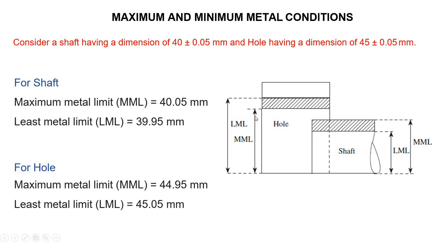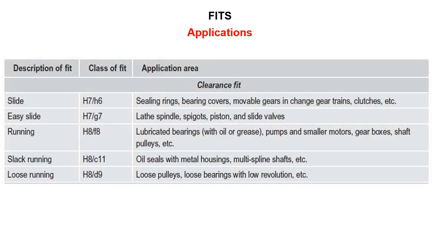You can see by these two lines, if the hole has a maximum, that is maximum material condition, it should have a minimum limit or size, so that this metal or this portion of metal it will cover. So you can see that it has a maximum material on it if it has a minimum size. Then we will move towards the fits.